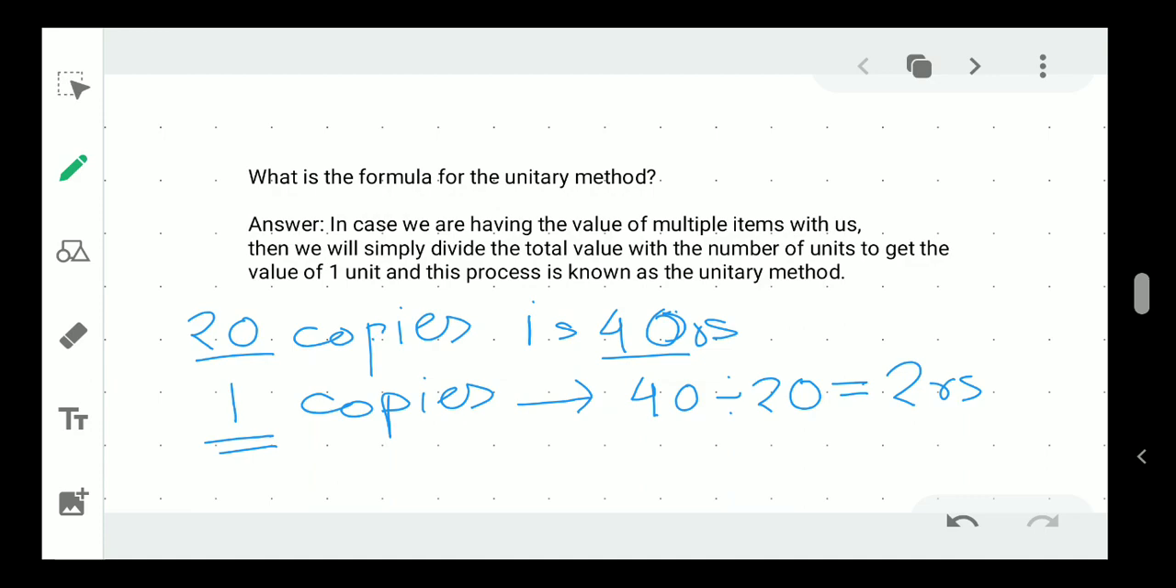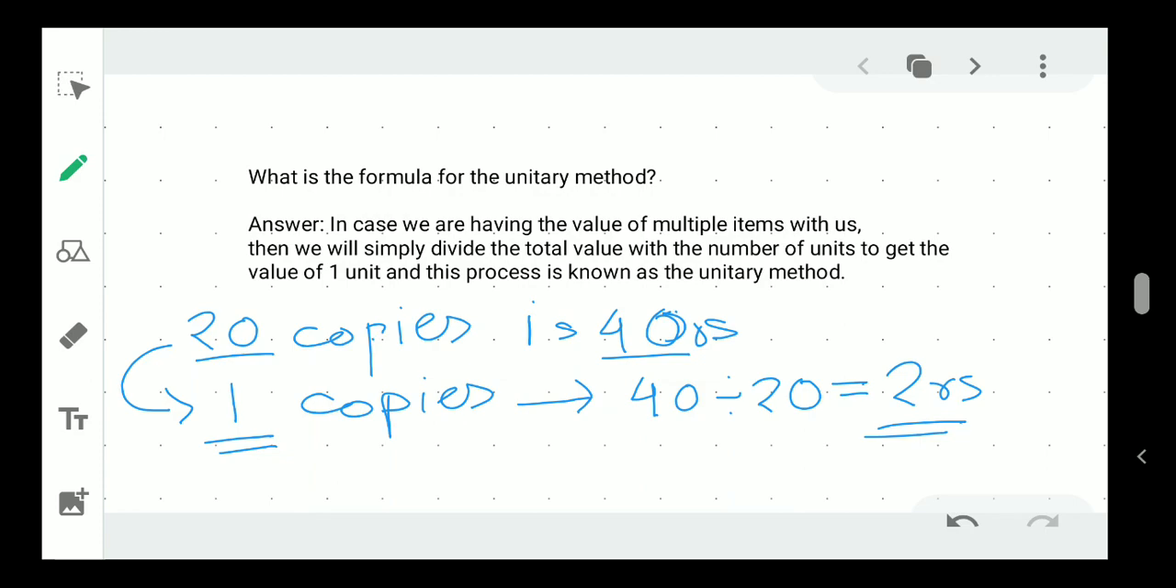So to find the value for one object, the corresponding value, the process is called unitary method. So let us read this one. In case we have the value of multiple items, then we simply divide the total value by the number of units to get the value of one unit, and this process is known as unitary method. In this case we had the price of 20 copies, that is 40, and to find the price of one copy we must divide 40 by 20.